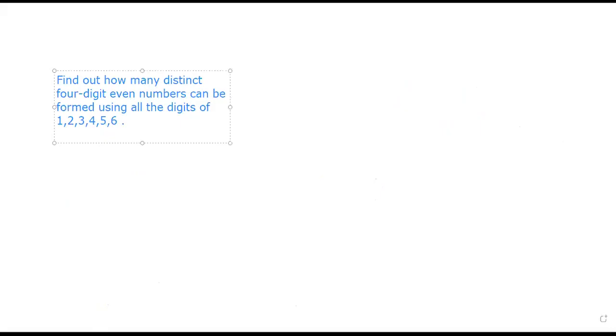Okay, so find out how many distinct 4-digit even numbers, very important question, can be framed by using the digits 1, 2, 3, 4, 5, 6. Okay, students, if you observe carefully, a number will become even when the last unit digit is even. This is the unit digit. When it is even, the total number is even.